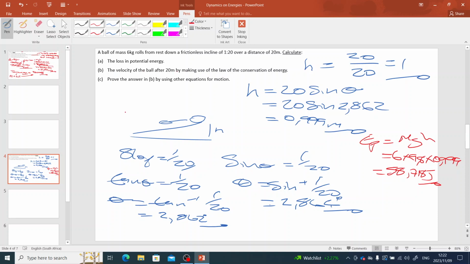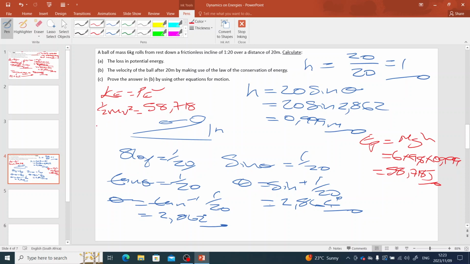Okay. Then the second question, the velocity of the ball after 20 meters by making use of the law of conservation of energy. They want us to calculate velocity. Now, in calculating velocity, we know that KE equals PE. That we know. Now, they want us to calculate v. Then we have 1 over 2 mv squared equals, we've already calculated the EP, it is 58.718 joules.